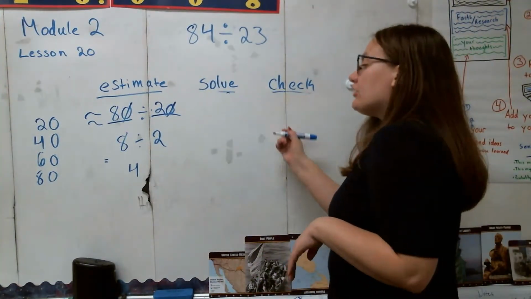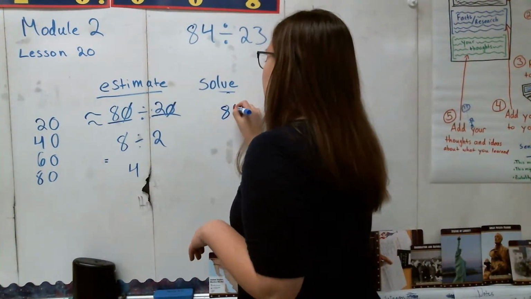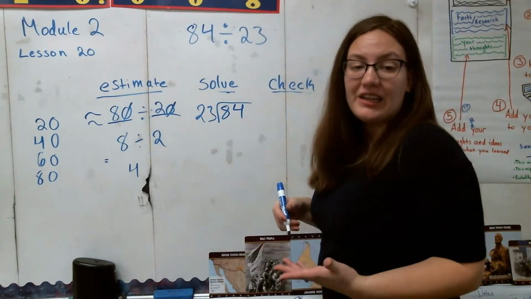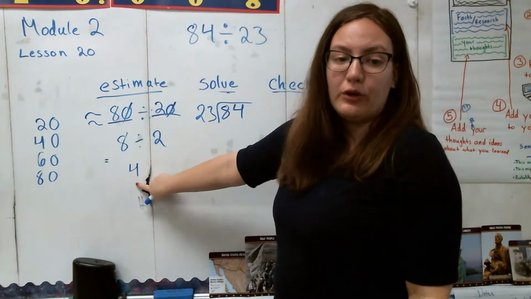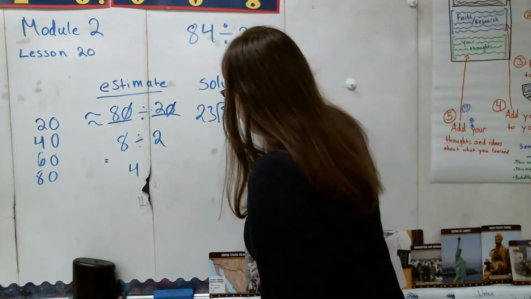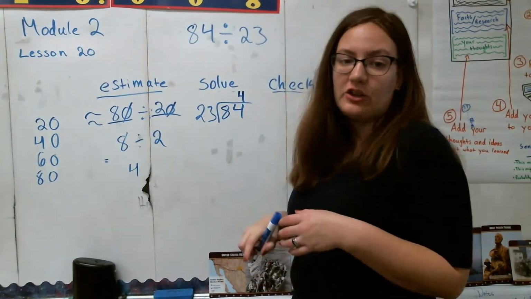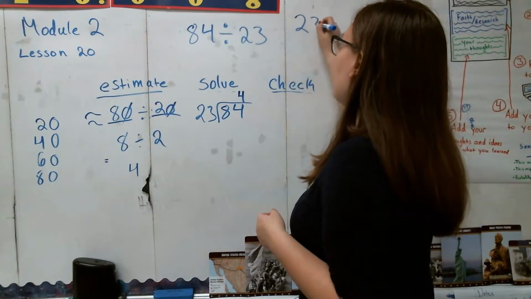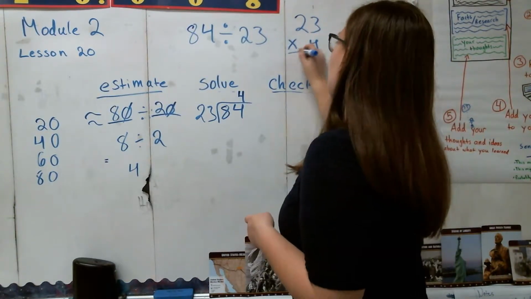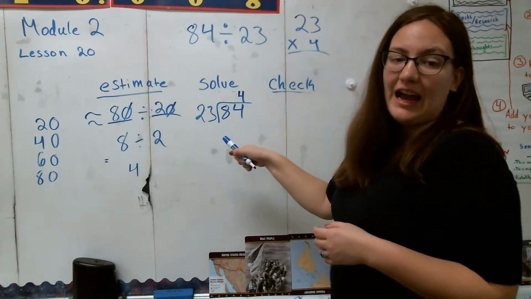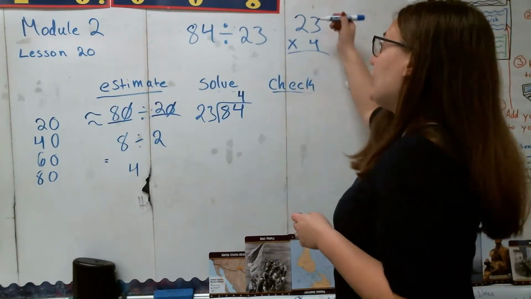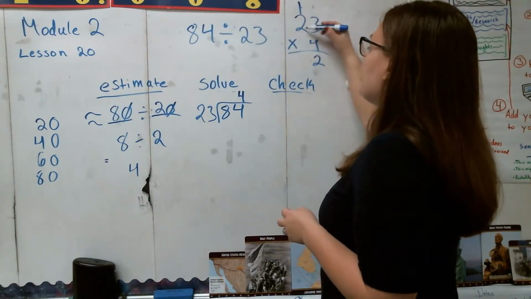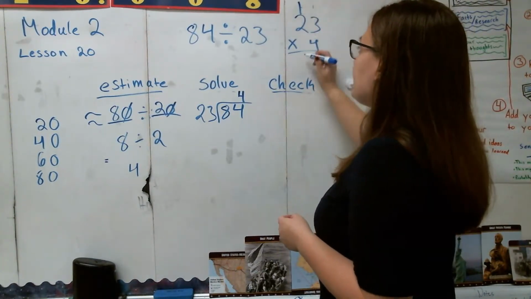Now, when I go to solve this, I'm going to set up the problem 84 divided by 23. And just like I have in the past, I'm going to try this number 4 right here as my first part of my quotient. So this is a problem where I might want to set it up off to the side and do 23 times 4 because I see that I'm going to have to do some regrouping. So I do 3 times 4, which is 12, so I carry the 1, leave the 2. 2 times 4 is 8, and 8 plus 1 is 9.